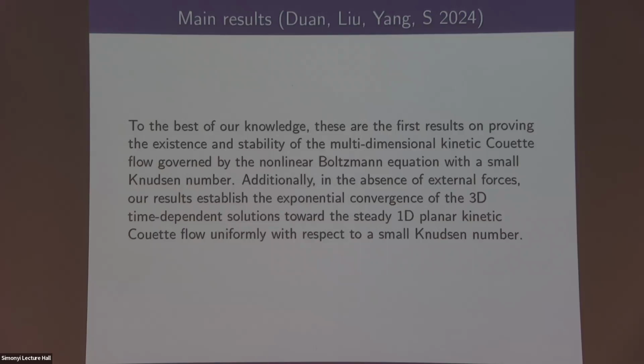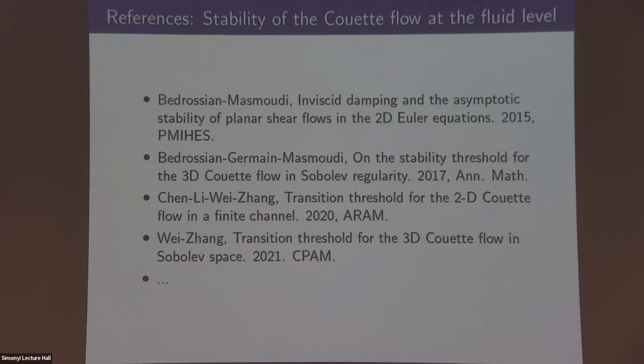Okay, so let me just try to summarize. To the best of our knowledge, these are the first results proving existence and stability of the multidimensional kinetic Couette flow governed by the nonlinear Boltzmann equation with a small Knudsen number. Additionally, in the absence of external forces, our results establish exponential convergence of the 3D time-dependent solutions toward the 1D planar kinetic Couette flow uniformly with respect to small Knudsen number. Yeah, so for all the uniform estimates on the previous slide, you can send epsilon to 0 and derive the fluid equation as a result.